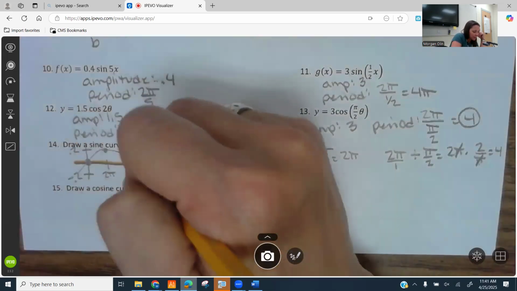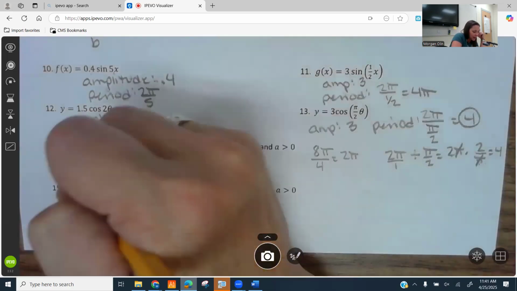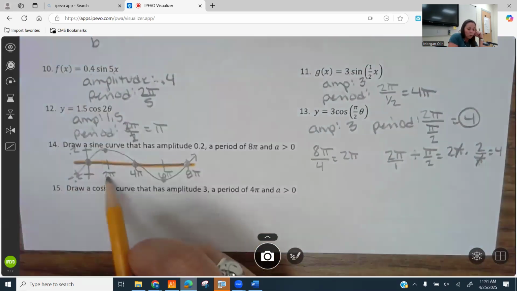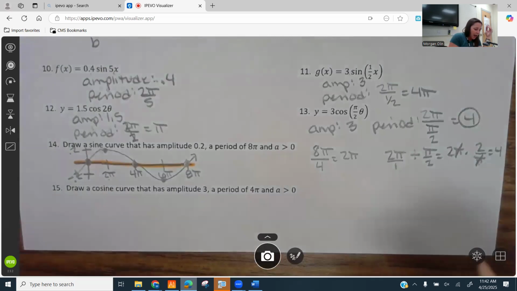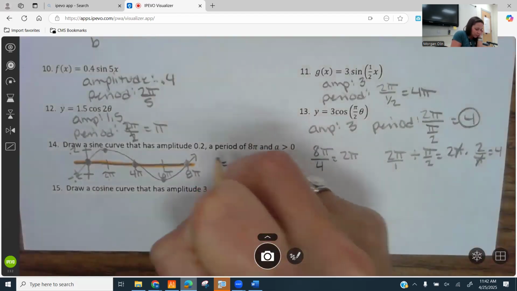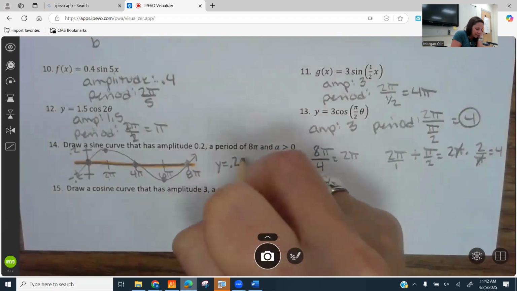All right, if my a value is negative, I would start below the x-axis. I mean, below the midline, or the x-axis in this case. Okay, so there's a graph of that right there. I can also write the equation. y equals 0.2. They told me it's sine.